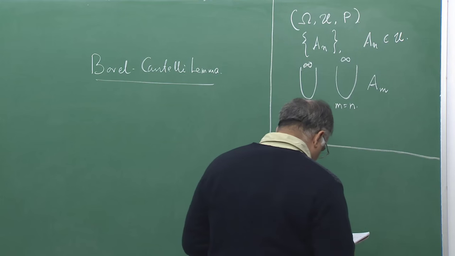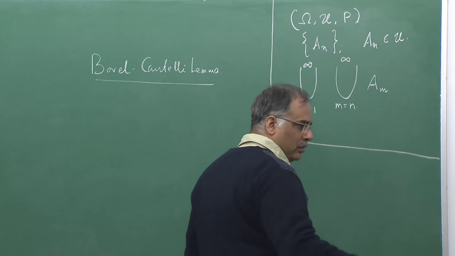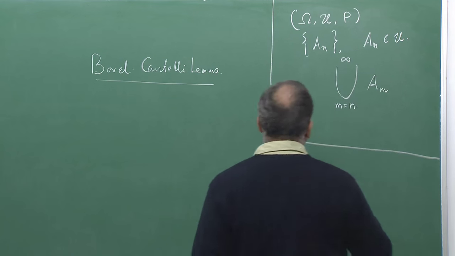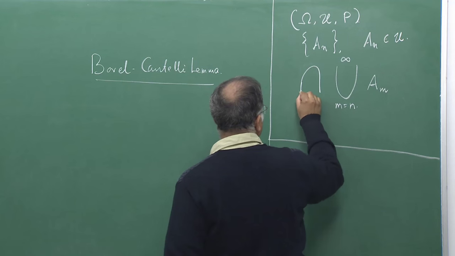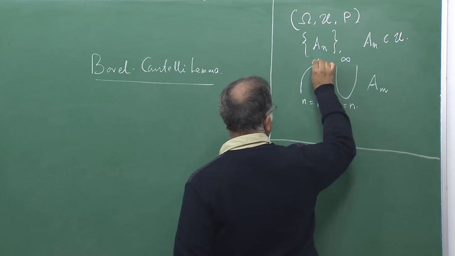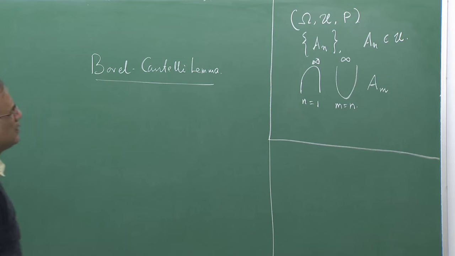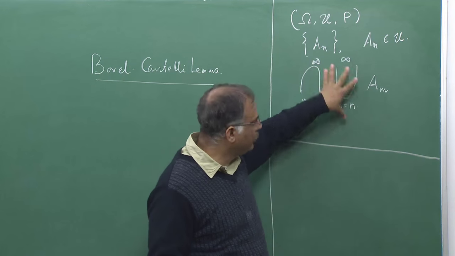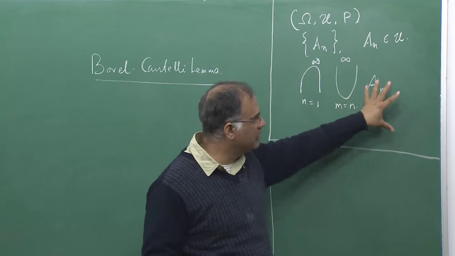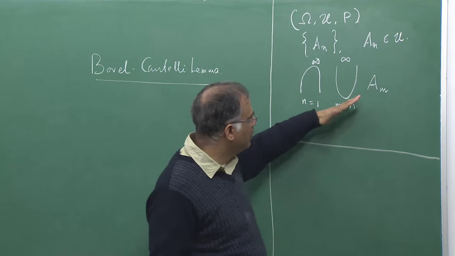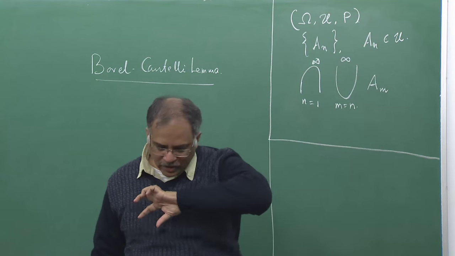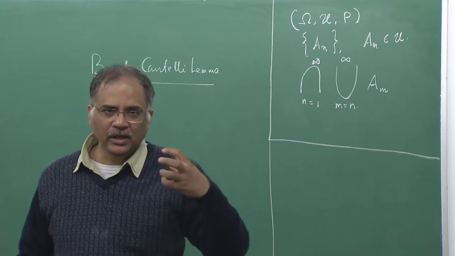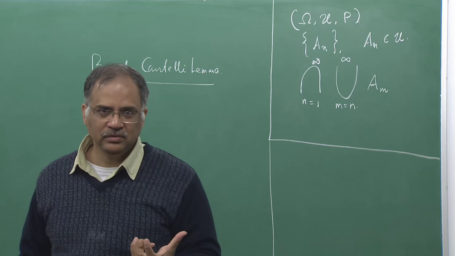Then, sorry, I made a mistake. This is the intersection. So, what I am going to do, first I will take say n equal to 1, so take the union of all the sets here. Then I will take out A1 from there, so I will start from A2 to Am, I will take the union of that and keep on doing it and then try to find a common intersection, right.